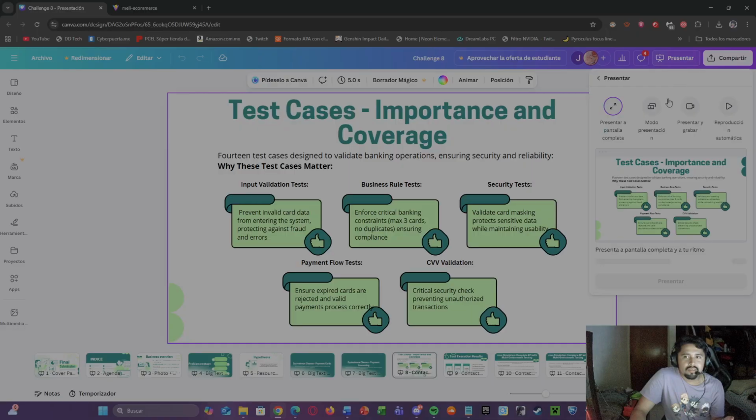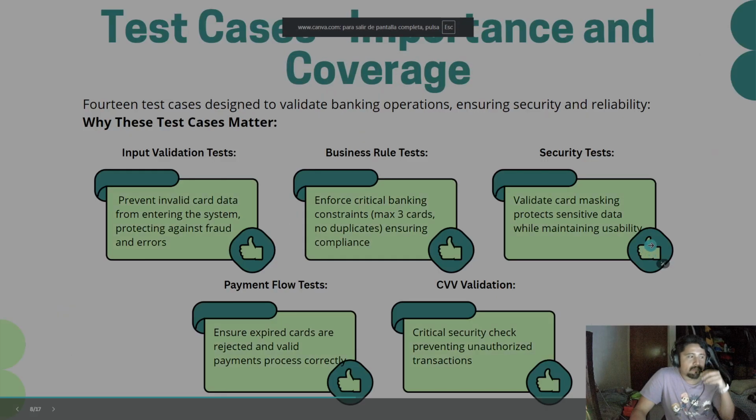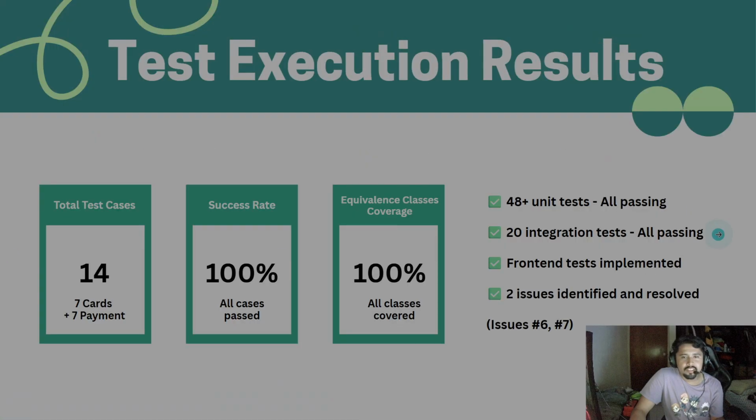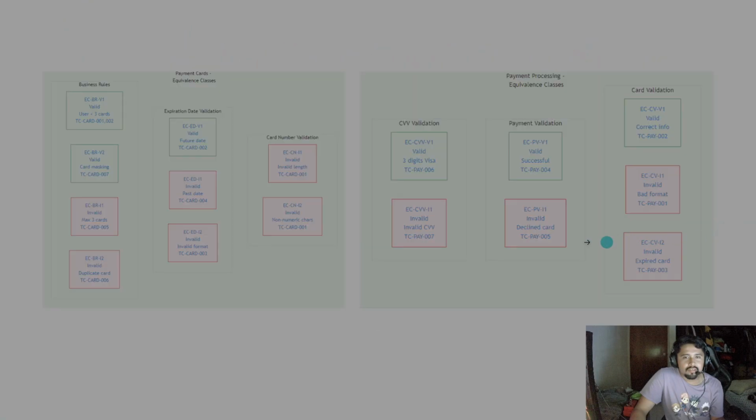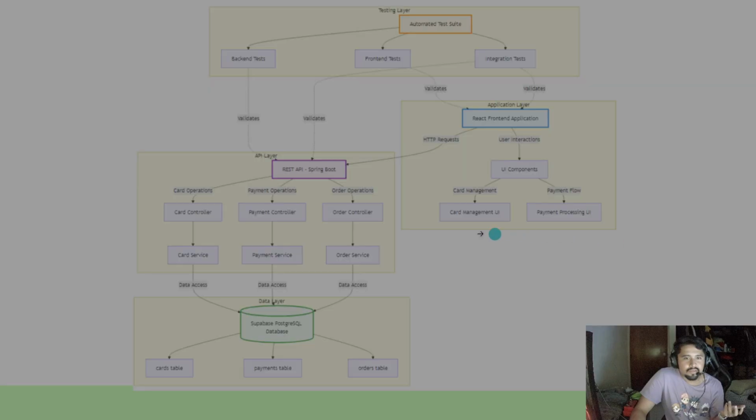Now we have the presentation. We executed 14 distinct test cases. These weren't random checks. Each case had a specific purpose. We validated that the system prevents invalid data from entering our database, protecting against fraud and errors. We also ensured that business constraints, such as rejecting expired cards, are strictly enforced.